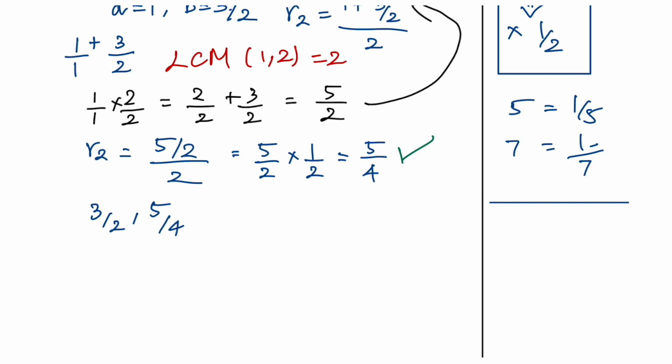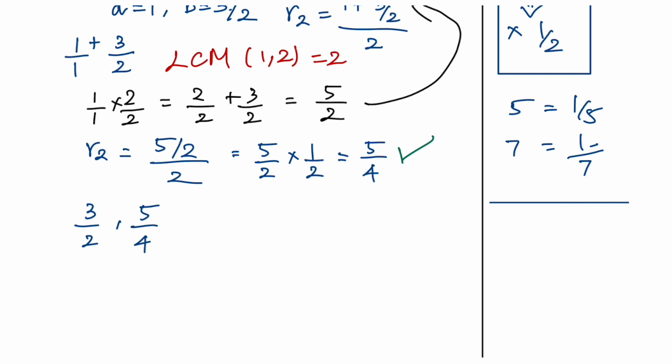Okay, let me just rewrite these things. If I write it like that, 3 by 2 and 5 divided by 4. Now these are two rational numbers. Now what you are going to do is use these numbers again and find a new number.